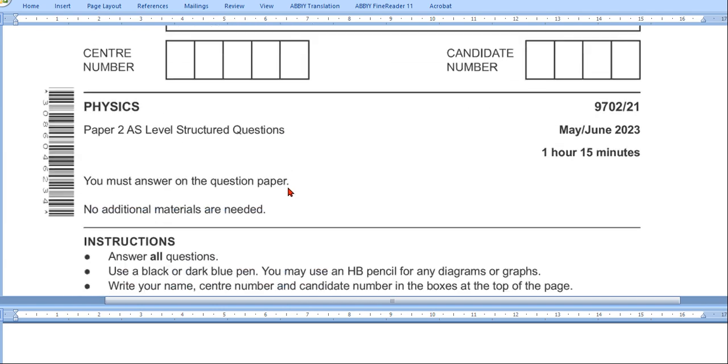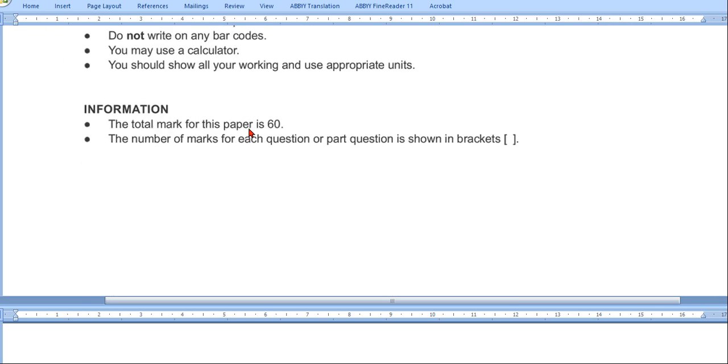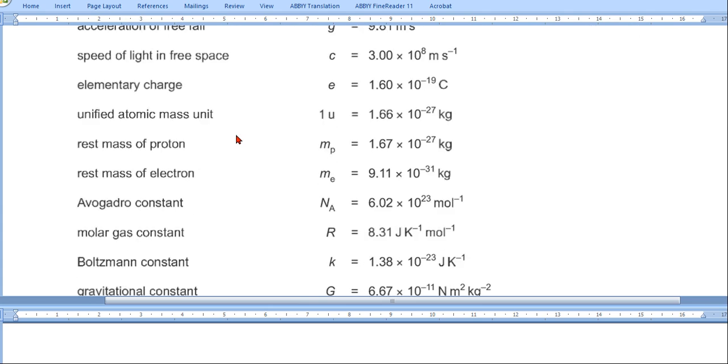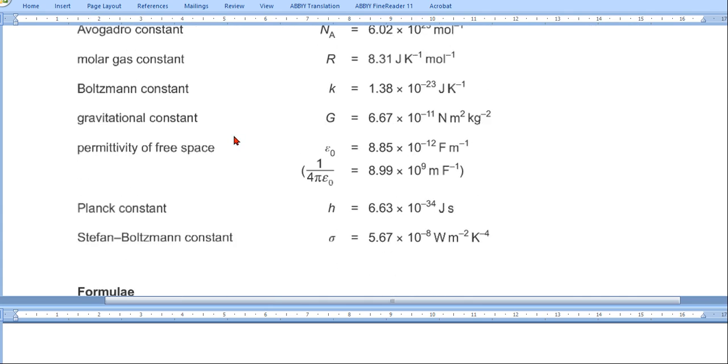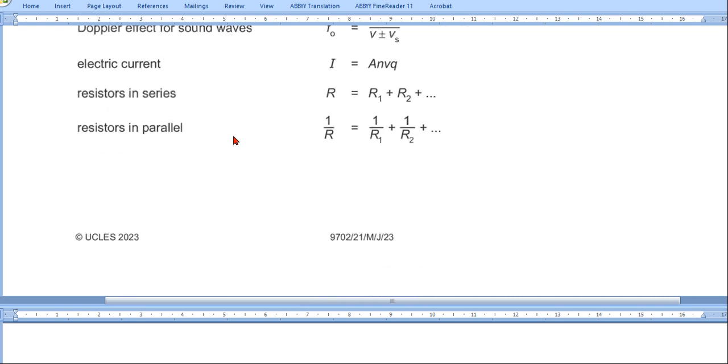This is the cover page, paper 2 structured questions. So there will be questions with many sections. Here we see data and some formulas that will be provided.